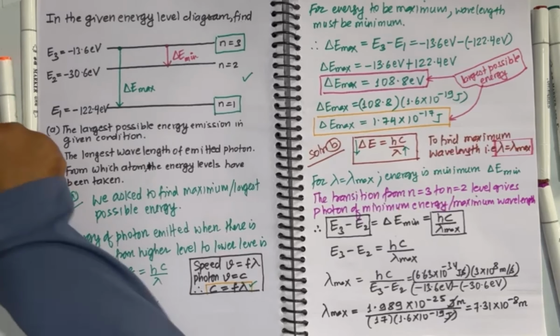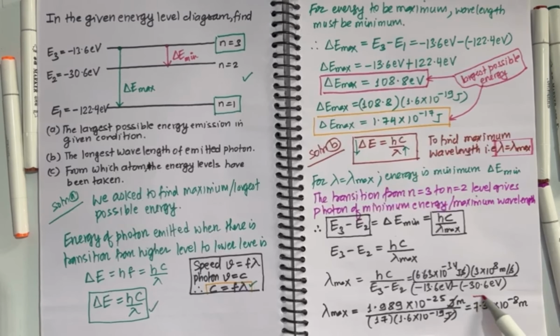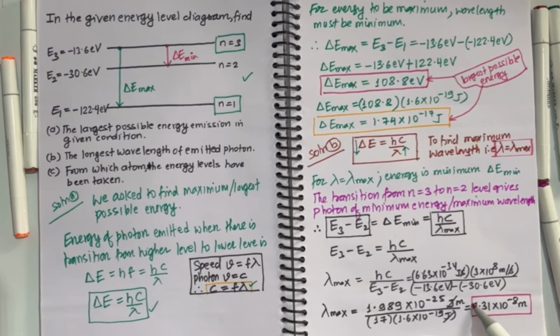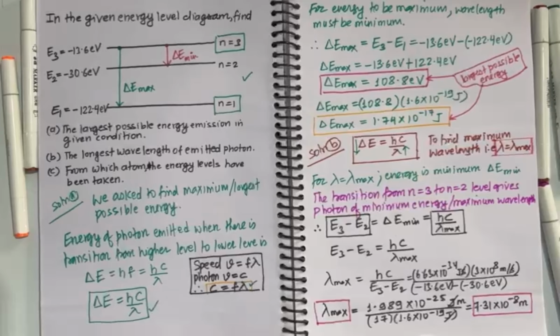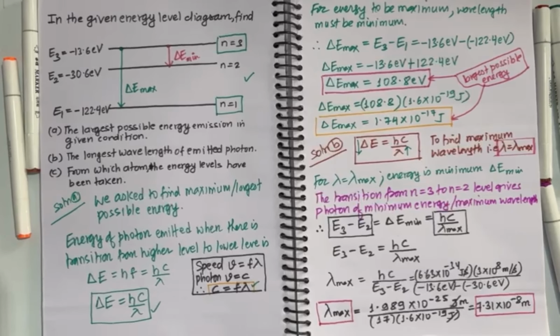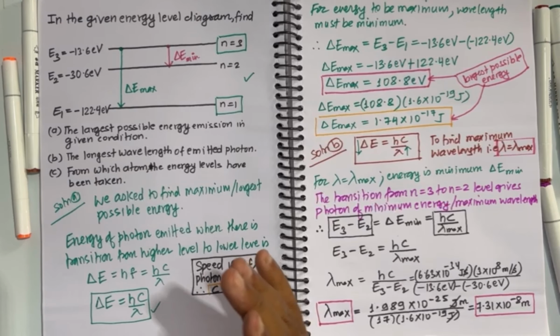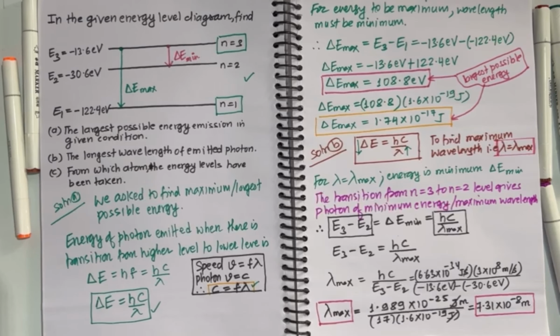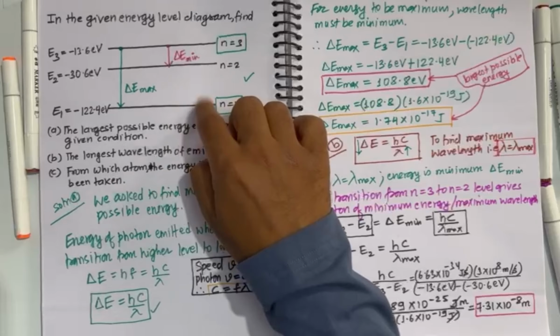So this is the maximum wavelength, or the longest wavelength. Now let us find the solution for C: from which atom the energy levels have been taken. When we look into this energy level, we can tell that the energy level given in the question is not of hydrogen.